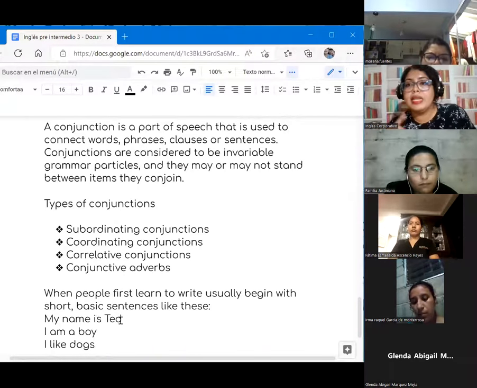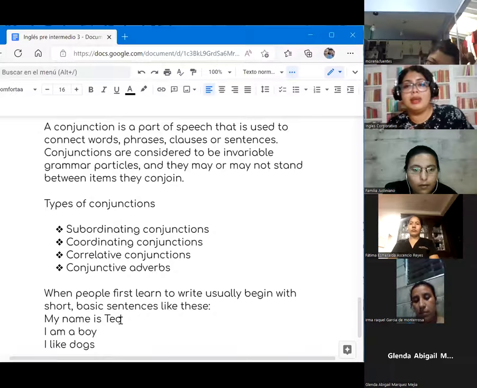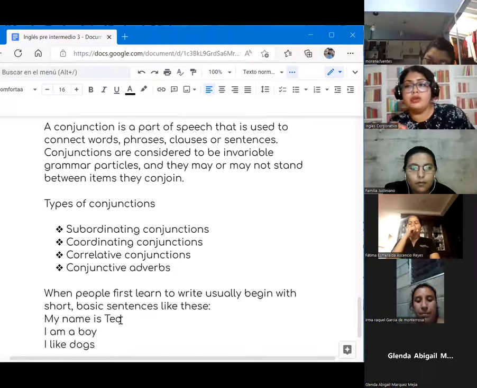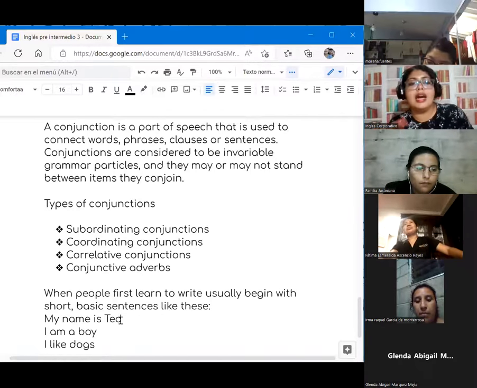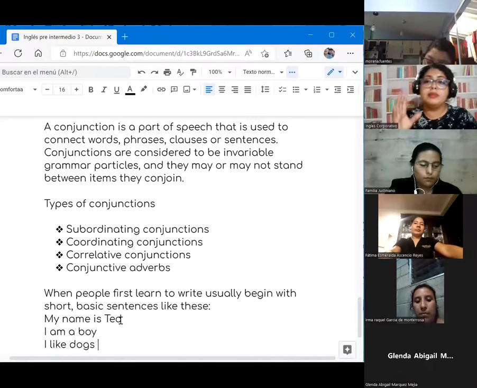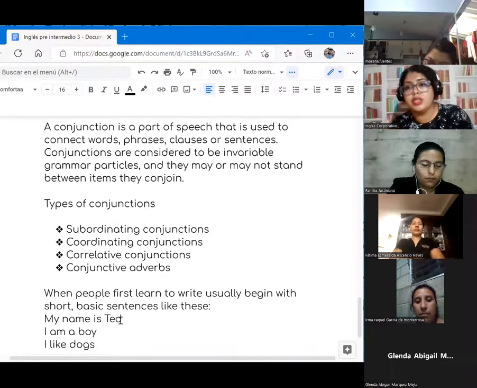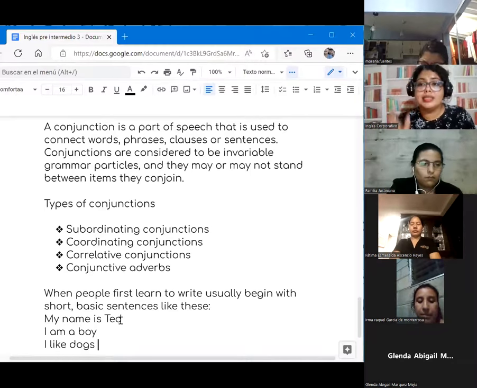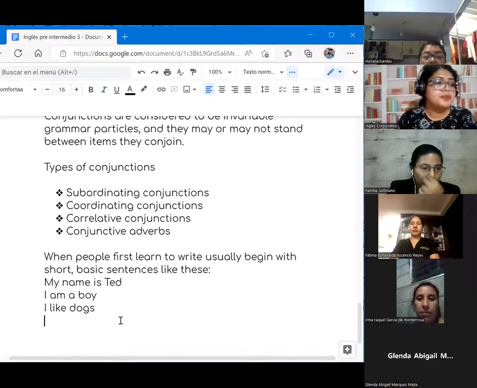Primero, my name is Ted. Yo les estoy diciendo que mi nombre es Ted. And I am communicating something. Then, I am saying, I am a boy. You need to know if I am a girl or a boy, and in this case, if I use this sentence, you are going to know that I am a boy. And another thing is that I like dogs. I am telling you that I prefer dogs over cats. But they are short, simple sentences.